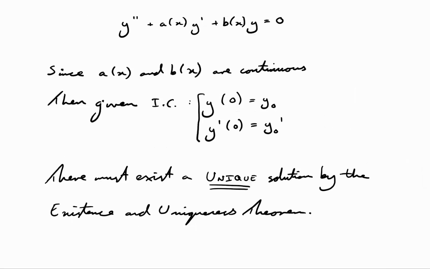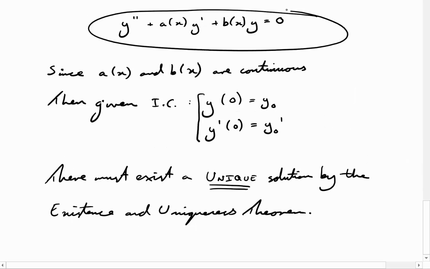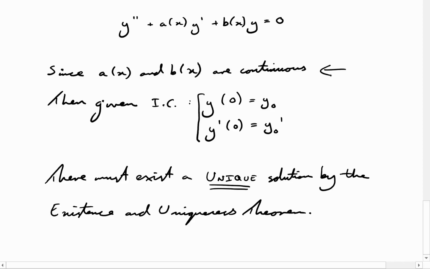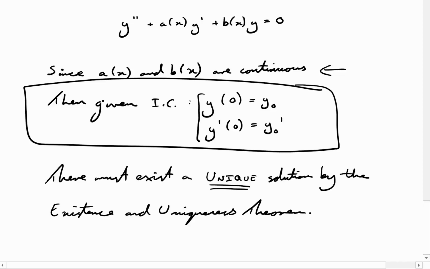Okay, so this is it written out. Basically, this is what we've got now: a second-order differential equation with variable coefficients a and b, and we've just deduced that a and b must be continuous. So therefore, providing that we're given some initial conditions, there must exist a unique solution. It's unique because we're given some initial conditions. So in other words, it hones it in.